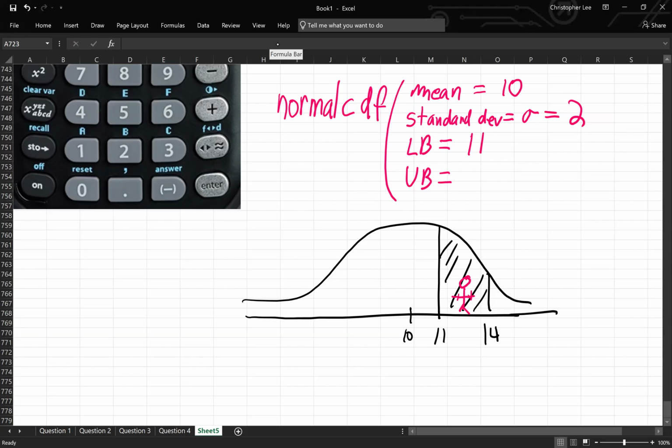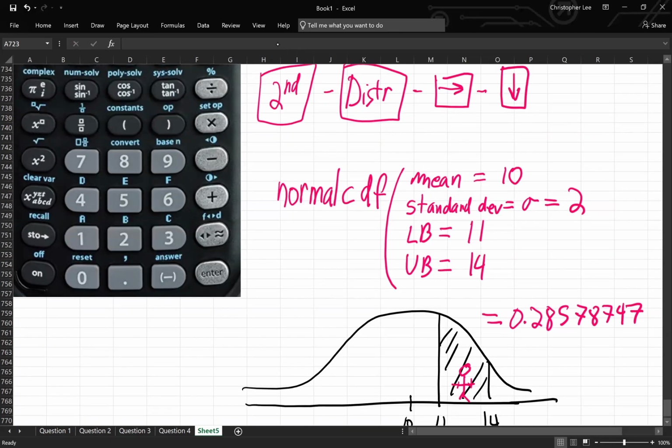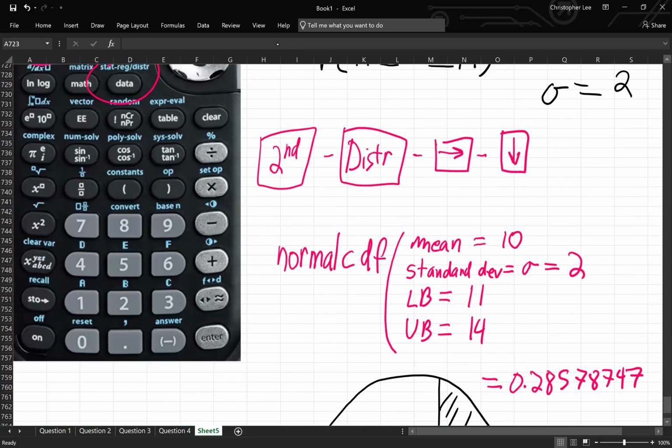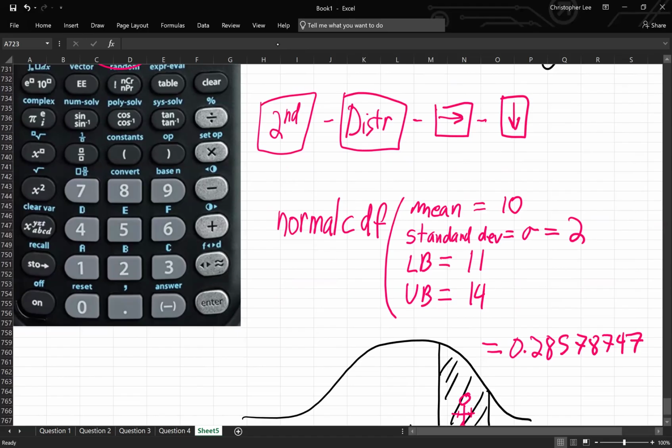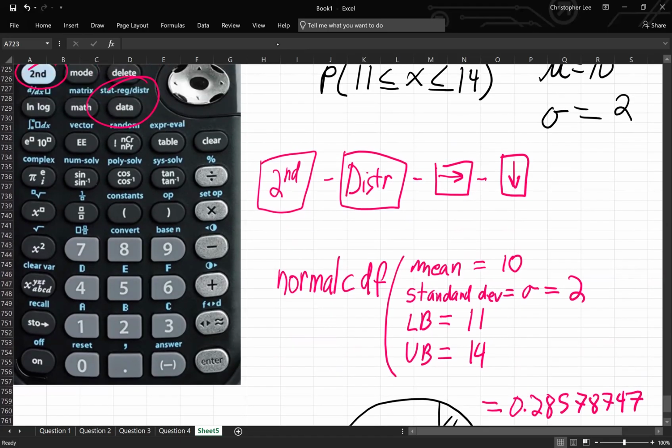And what's my upper bound? My upper bound is always whatever is to my right. So what's to my right over here? 14. That's excellent. Right? So tell me what you get. Give me the answer. 0.2874, right? Awesome. And as you can see, 2857, same answer. So this is how you do it in the calculator. All right.